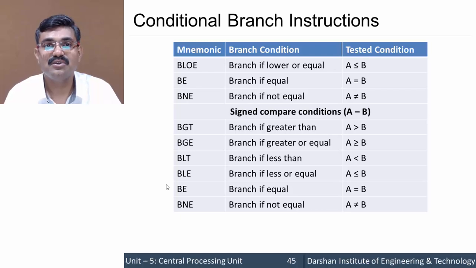So now it should be clear to you how our higher level language operators, the relational operators or arithmetic operators or any operators we are using, get converted to the corresponding instructions in the background when we are dealing with an assembly language program. So this is all about program control instructions.